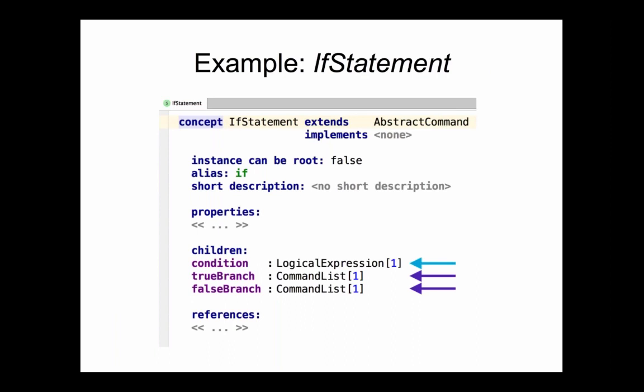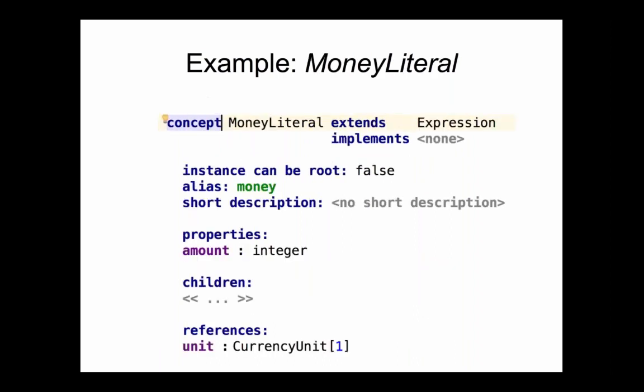And this is the language to do that. The language looks like an object-oriented language. You define a concept called if statement. It inherits some qualities from another concept. It has some children. So in the tree, when someone creates an if statement, there will be 3 possible children of that particular if statement. One for condition, one for true branch, one for false branch.